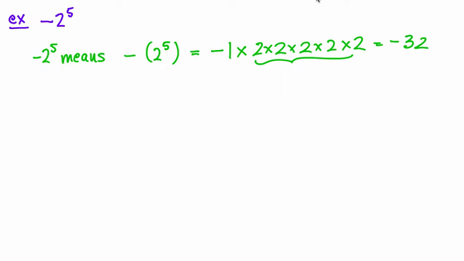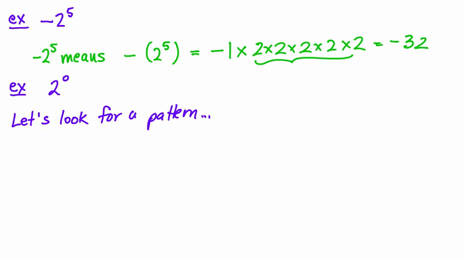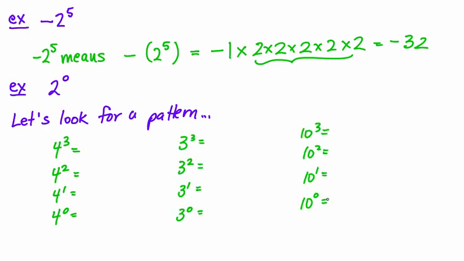Okay, let's take a look at another pattern and another question here. So my question is, what's this one worth? 2 to the power of 0. Well, again, it's a little hard to know without using a calculator and just guessing. So let's take a look at some patterns. And this is a favorite strategy of mathematicians. So if I have 4 to the power of 3 all the way down to 4 to the power of 0, it would look like this. And similar 3 to the power of, and I'll do 10 to the power of as well. And then let's fill these in.